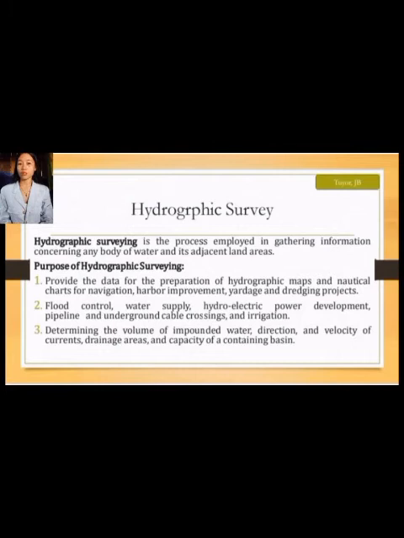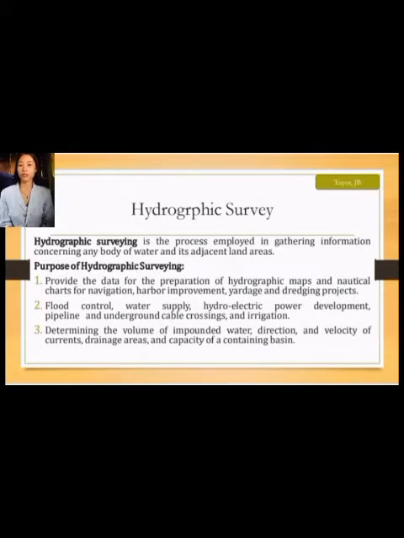So, hydrographic surveying is the process employed in gathering information concerning any body of water and its adjacent land areas. Hydrographic surveying is a branch of surveying which deals with any body of sea or running water, such as lake, harbor, stream, or river. So, the purposes of hydrographic surveying are the following.